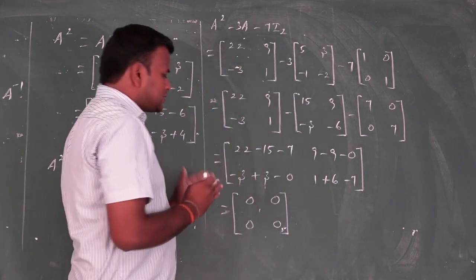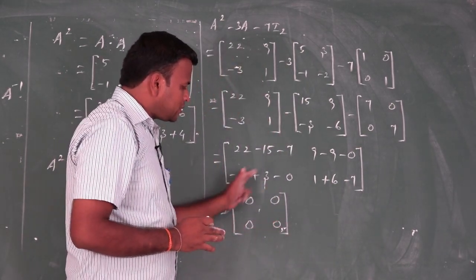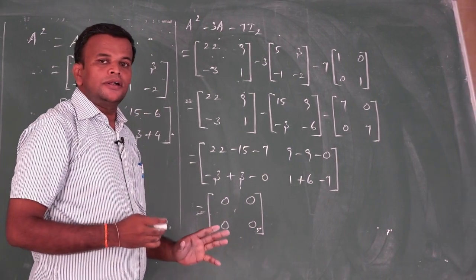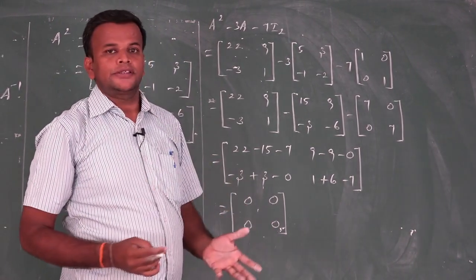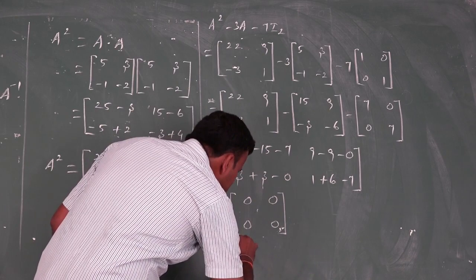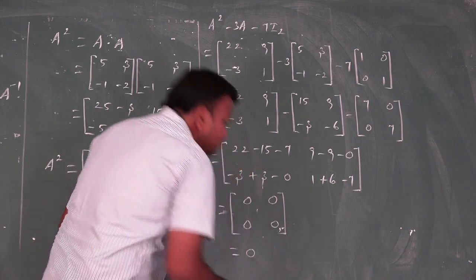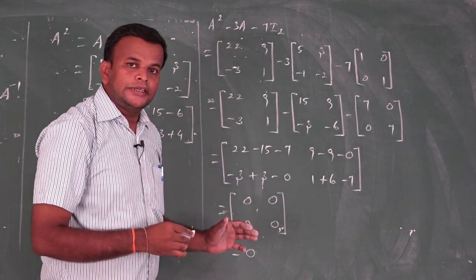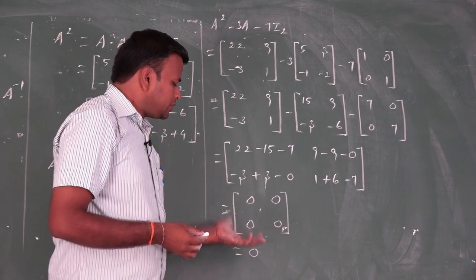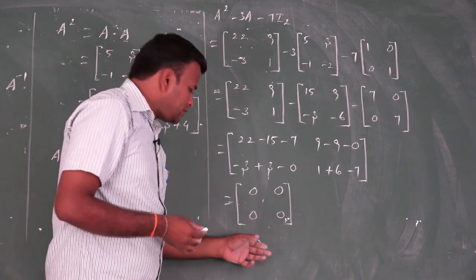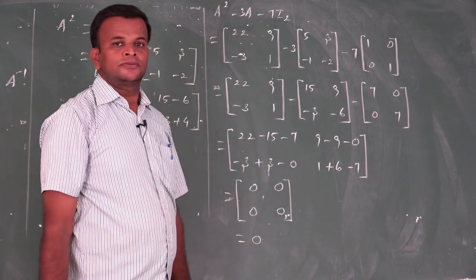So a matrix that contains all elements as 0 is called the zero or null matrix. So we write it as 0 also. A matrix whose elements are all 0 is a zero matrix, so we put 0 also.